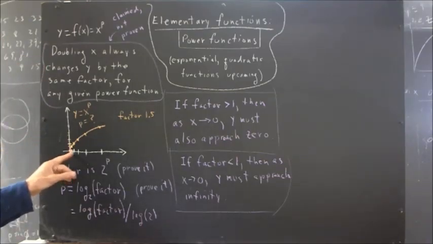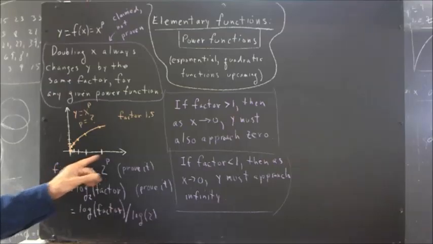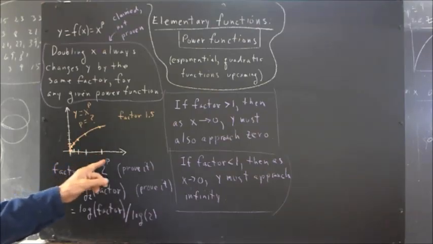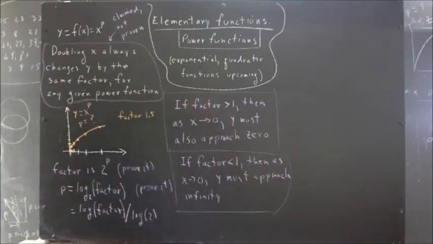This can't be 1, 2, 3, 4, 5. If this is 1, then this is 2, and then since x is doubling, this is 4, and this is 8, and this is 16, and so forth.